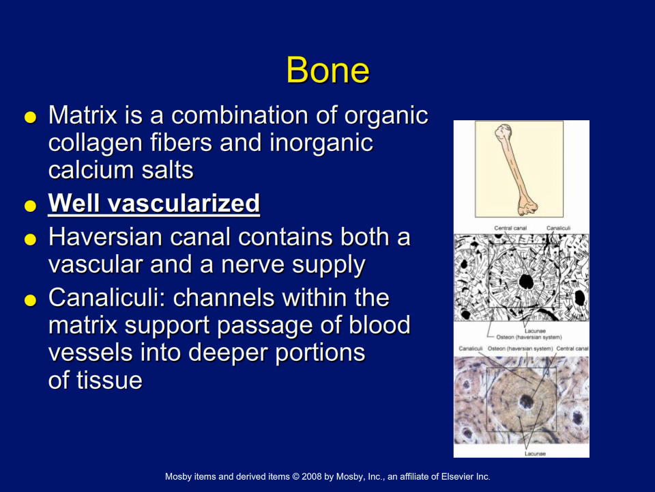Now, bone has a matrix that is composed of inorganic calcium phosphate. And unlike cartilage, it is very well vascularized, which means it has a good blood supply. Now, as a result of having a good blood supply, it tends to heal very readily when it's broken. Now, within the bones themselves, we'll find canals that contain blood vessels called Haversian canals.